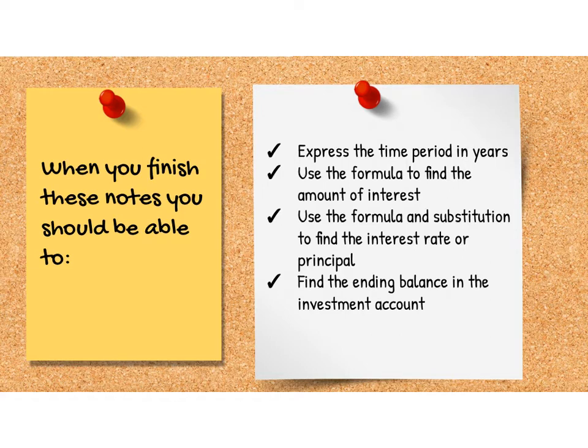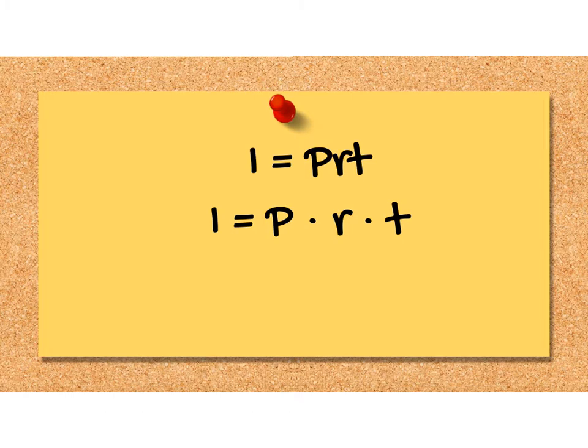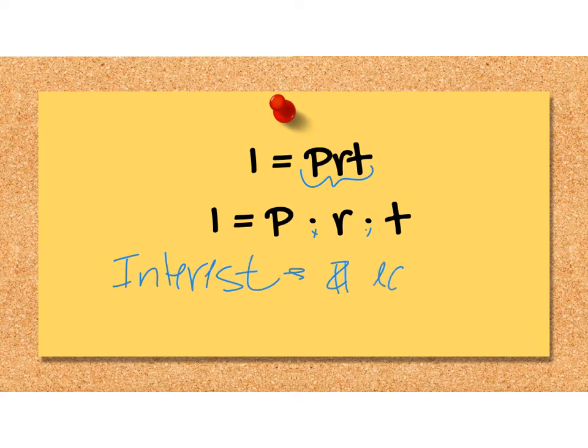Okay? So the first thing we come to is our formula, I equals PRT. Remember, when your variables are together like this, that means we are multiplying. So I is your interest. Okay, and that is not on the side. Interest is money earned for investment.